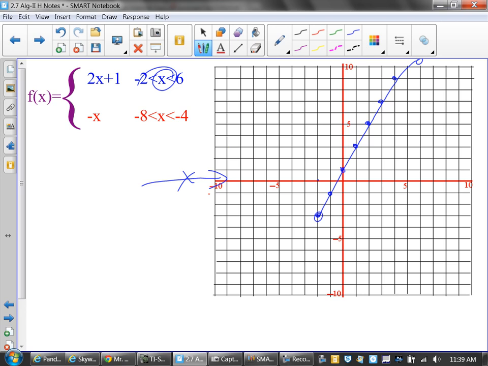Oh, that was the x value. Do the exact same thing with the negative x value. Walk my slope. And I want that to be between -8 and -4. Here's -4. It goes bottom right.